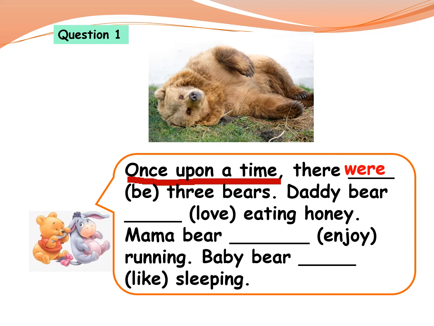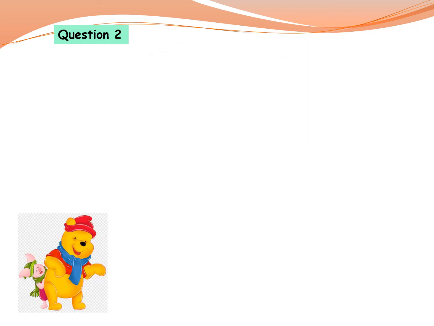Okay, how about this question? This part. Daddy bear. Yes, we use the past tense of love. Then how to spell? As we see, L-O-V-E ends with E. So we just add D. So loved. L-O-V-E-D, loved. Eating honey. Mama bear, enjoyed. We just add ed. Running. Baby bear, liked, as it ends with e for L-I-K-E, so we just add d. Easy. Let's do question number 2.